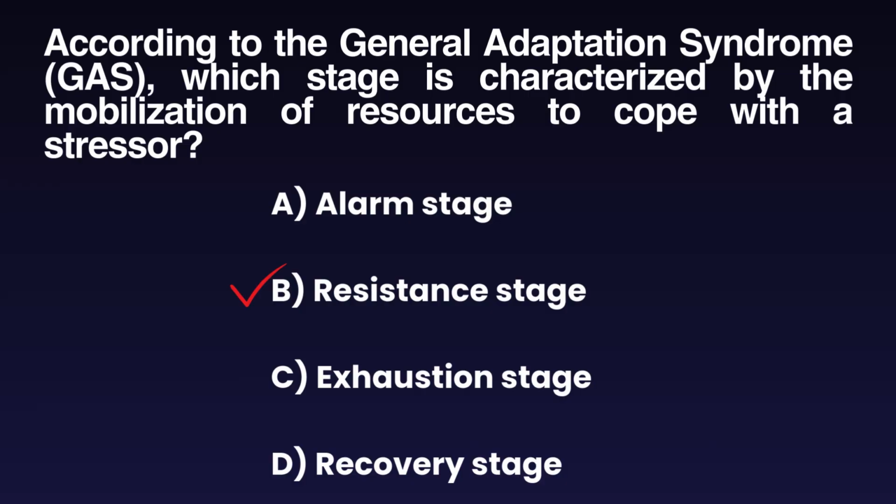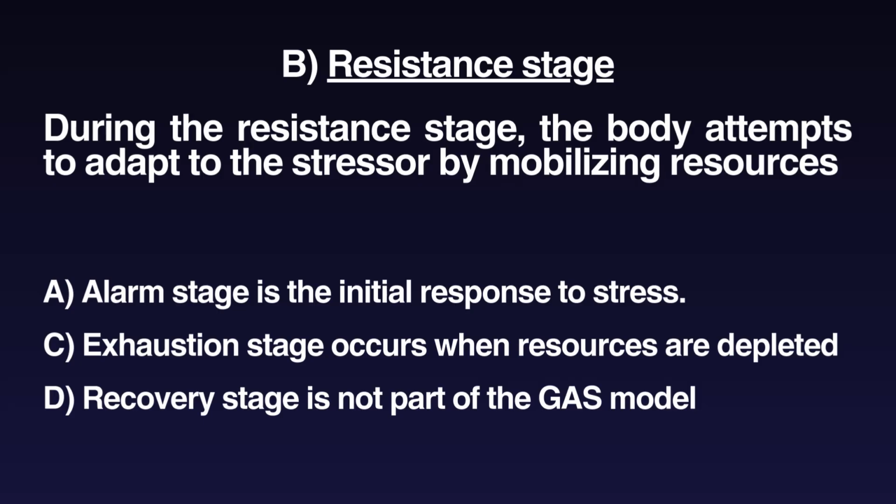Correct answer. B. Resistance stage. During the resistance stage, the body attempts to adapt to the stressor by mobilizing resources. Why other options are wrong? A. Alarm stage is the initial response to stress. C. Exhaustion stage occurs when resources are depleted. D. Recovery stage is not part of the GAS model.